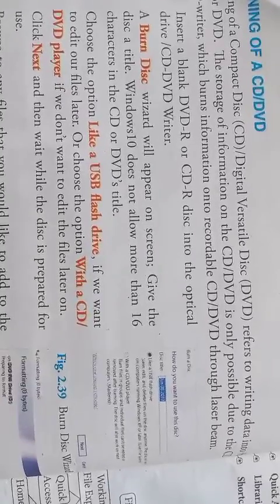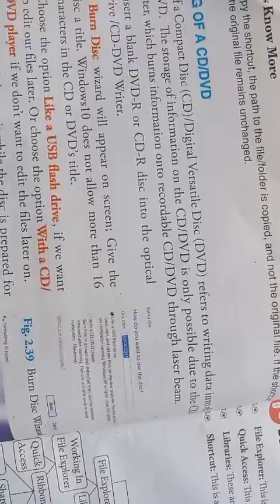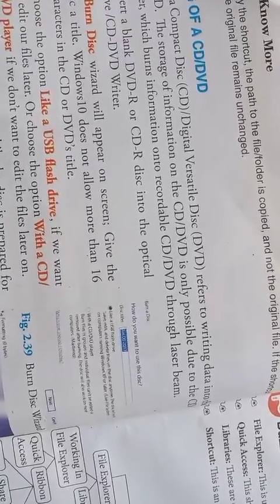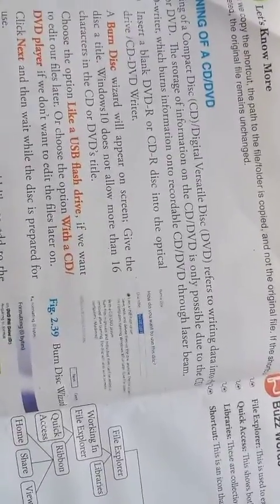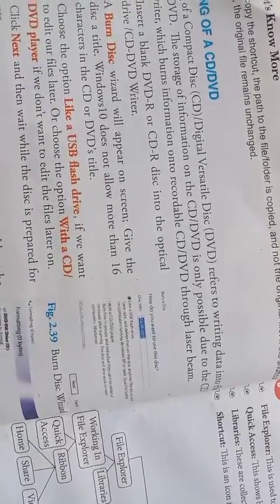A burn disk wizard will appear on the screen. Give the disk a title. Windows 10 does not allow you more than 16 characters in the CD or DVD title, meaning not more than 16.